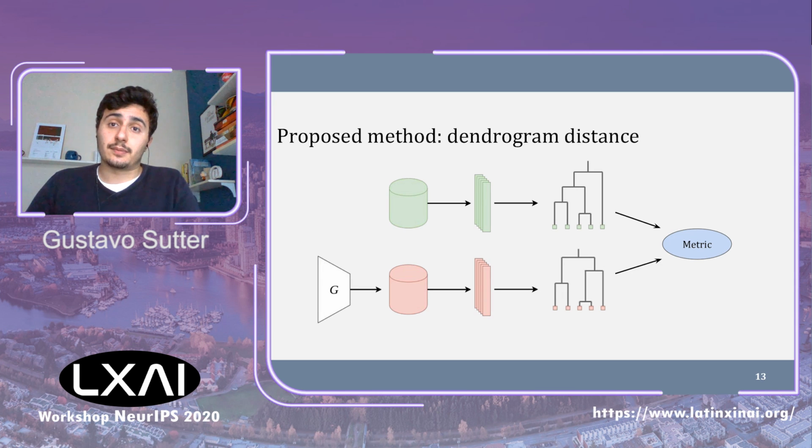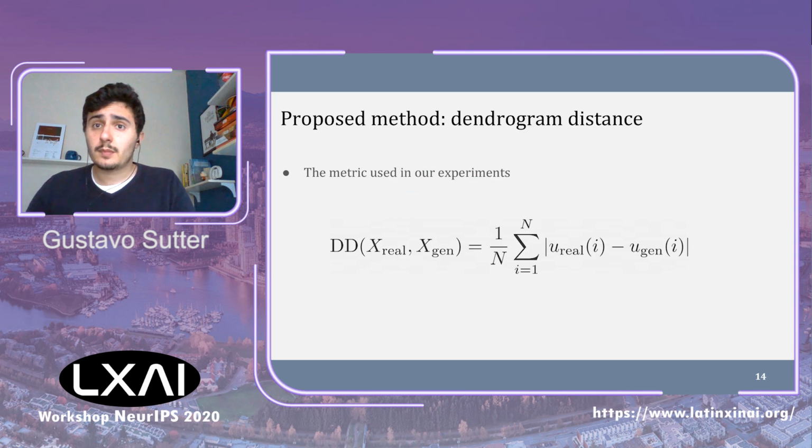We generate a set of fake points, and with these fake points, we extract some representation, the activations from the last convolutional layers of a pretrained network. We do the same thing for the real data. We create dendrograms for each of them, and then we compute the distance between the two dendrograms. Here's the formula. It's exactly the one that I showed before. However, here we have a mean instead of the maximum value.